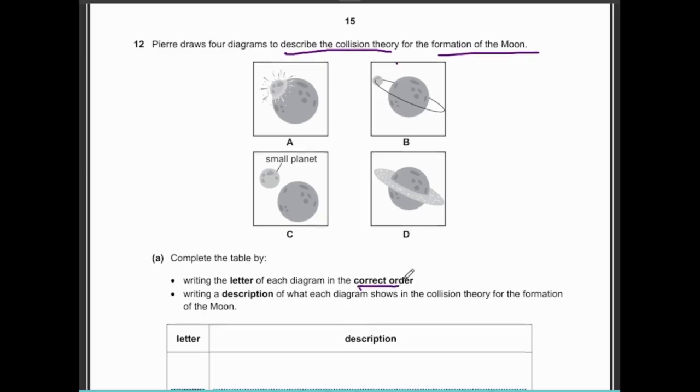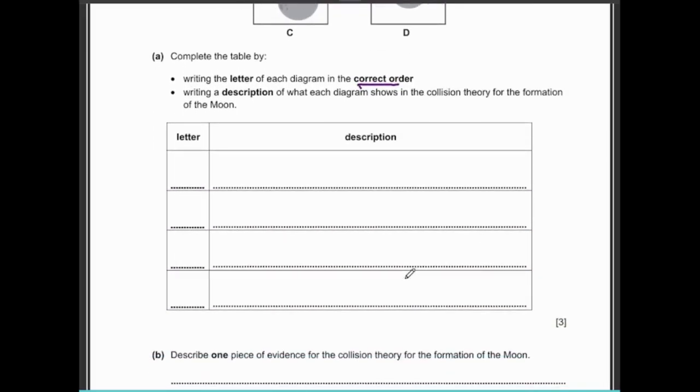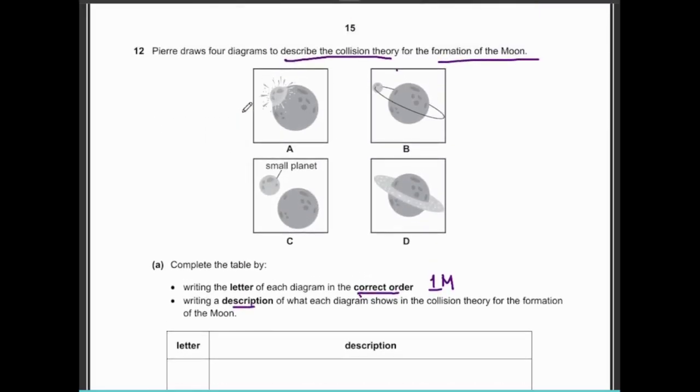So complete the table. First we need to write the correct order. Remember the distribution of marks: the first thing is for the correct order. If you write the correct order, you get 1 mark. And then the description, of course, is 2 marks. So let's see the correct order for this.